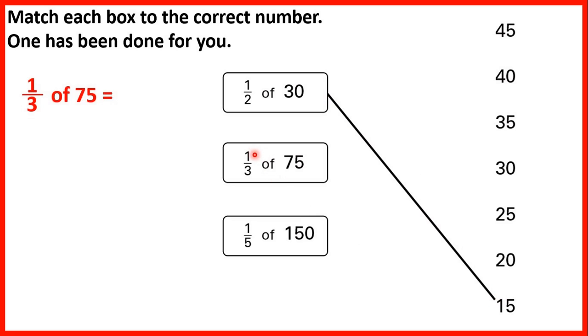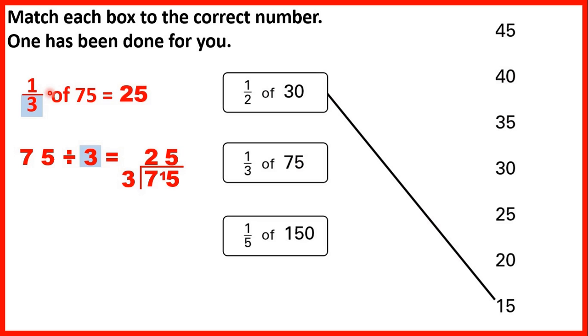So now we need to find 1/3 of 75, which means we can divide 75 by 3. So divide by the denominator. We can use short division. 7 divided by 3 is 2, remainder 1. 15 divided by 3 is 5. So that means 1/3 of 75 is 25.